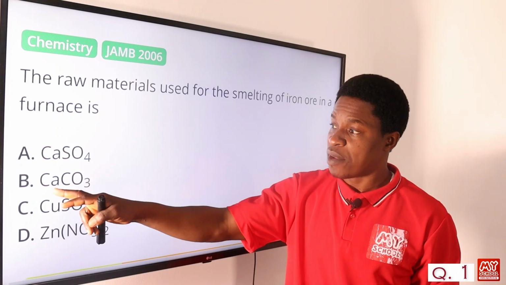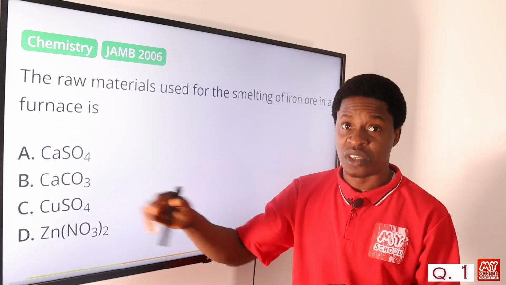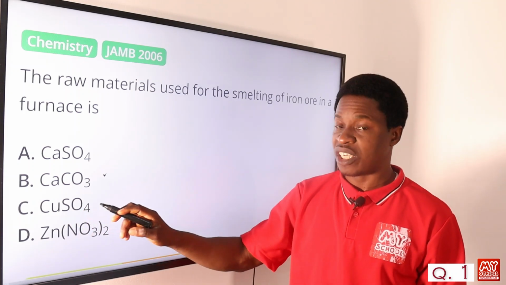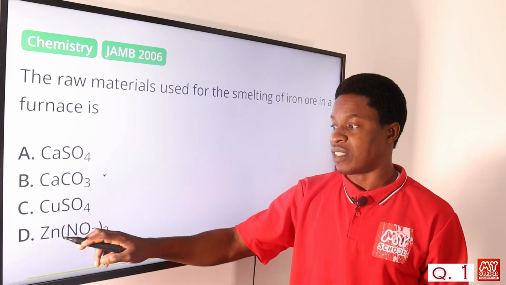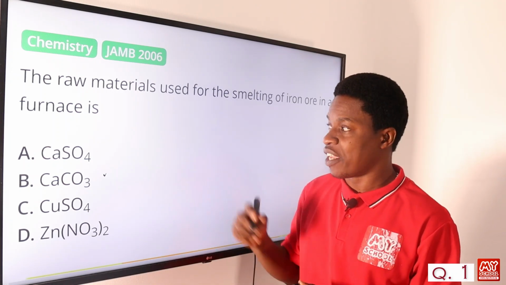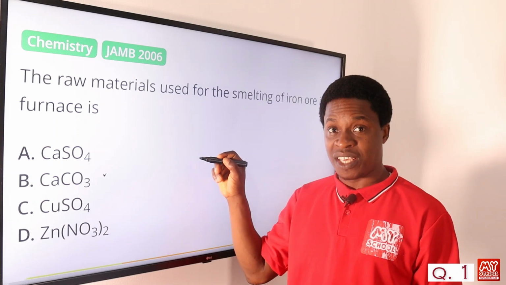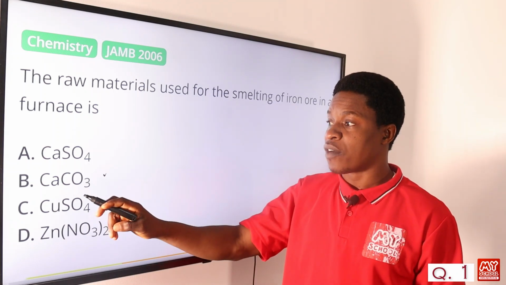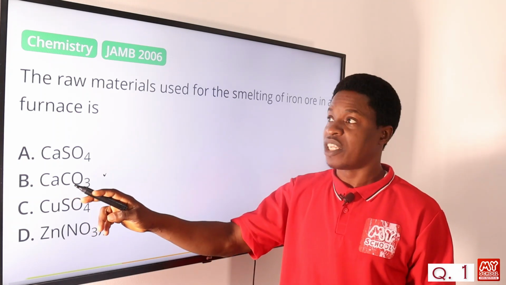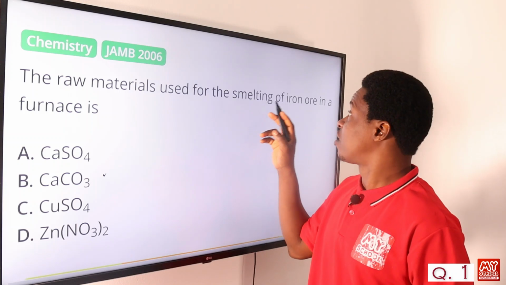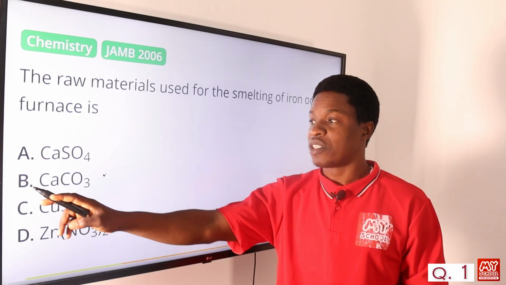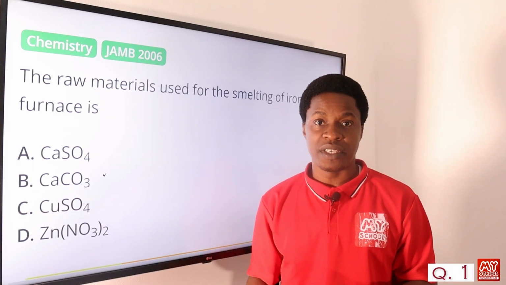We have option B, calcium carbonate, which is a limestone, which was one of the ones we mentioned. Then we have copper sulfate, which I didn't mention, and zinc nitrate. Among these options, we don't have iron ore, which is Fe2O3, and we don't have carbon, which is your coke, but we have calcium carbonate. So the raw material used for the smelting of iron ore in a furnace is no other than calcium carbonate. So the correct answer is option B.